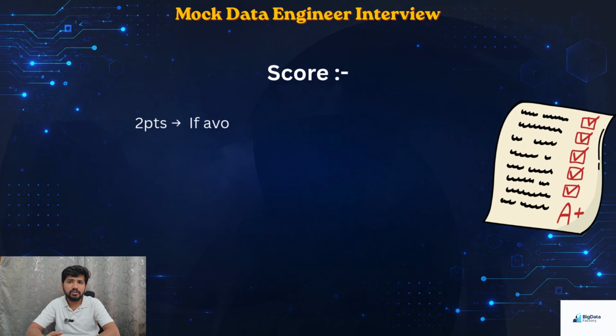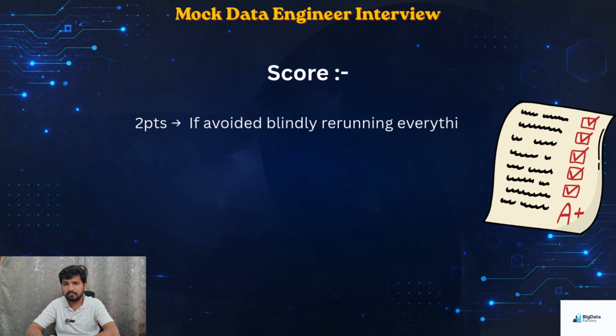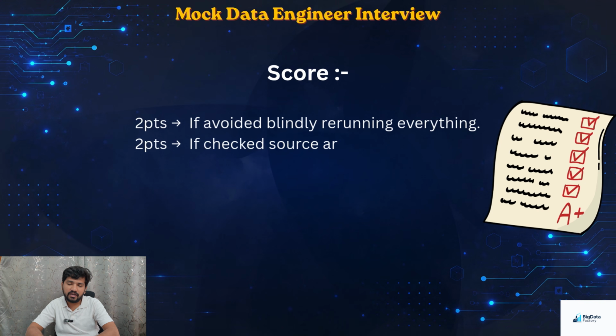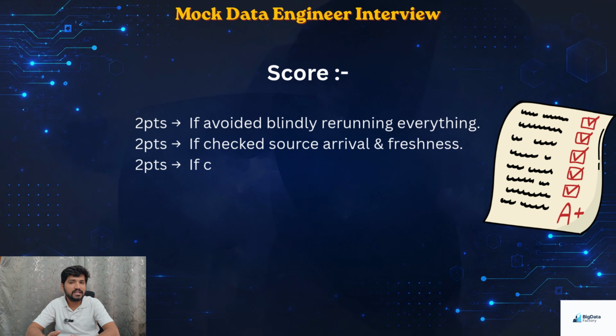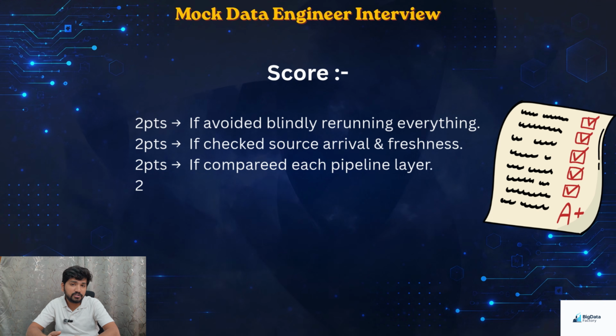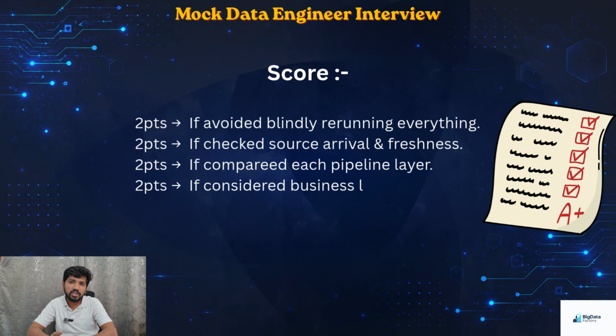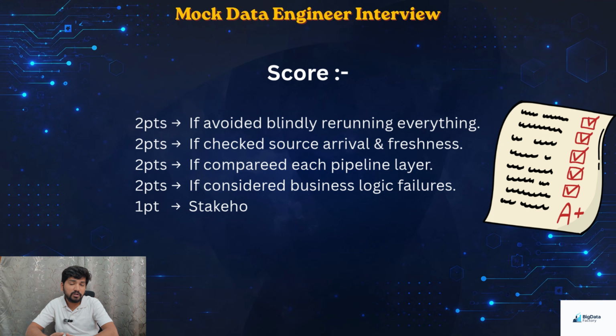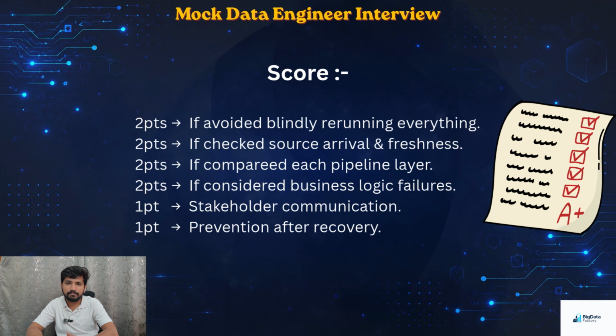Give yourself 2 points if you avoided blindly rerunning everything. 2 points if you checked source arrival and freshness. 2 points if you compared each pipeline layer. 2 points if you considered business logic failures even though the jobs were green. 1 point for stakeholder communication. And 1 point for prevention after recovery.